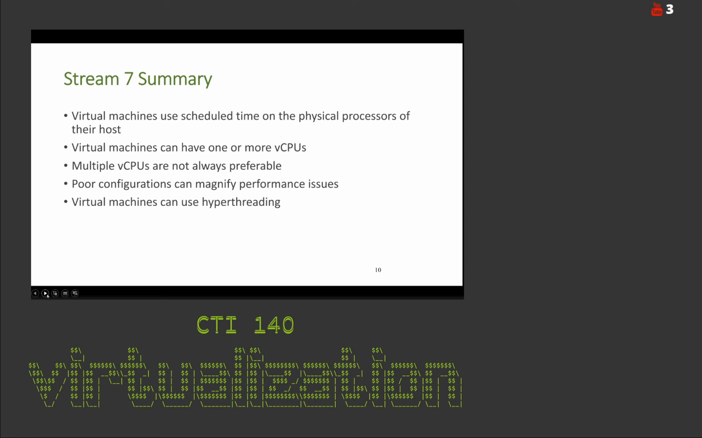So in wrapping up this stream, these are the things that we talked about today. Virtual machines use scheduled time on physical processors of their hosts. Virtual machines can have one or more CPUs. Multiple virtual CPUs are not always preferable. Poor configurations can magnify performance issues. And virtual machines can, in fact, use hyperthreading.